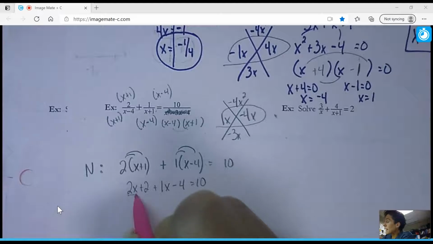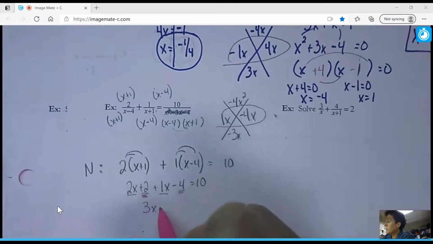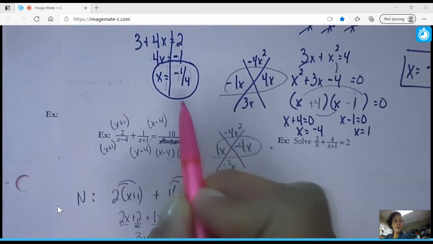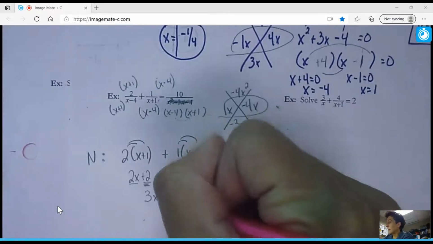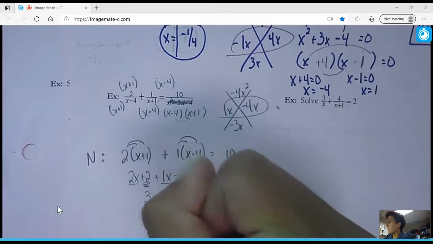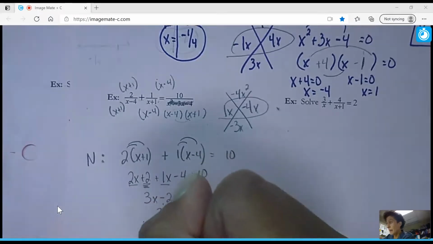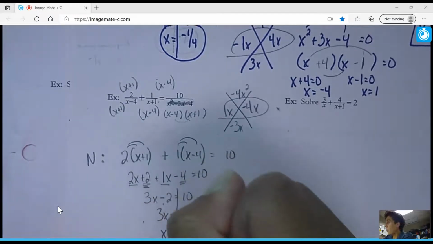I will combine my like terms to make 3x, and combine these like terms to make negative 2. And now when I'm done, I just have one type of x, just like I did up here. I can just get that x alone, so I'm going to add the 2 over, and then I'm going to divide by 3, and I get 4 as my answer.